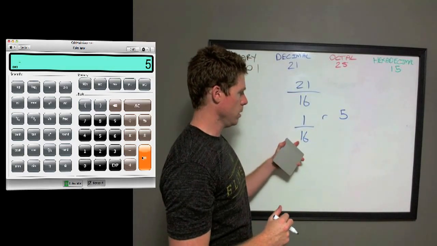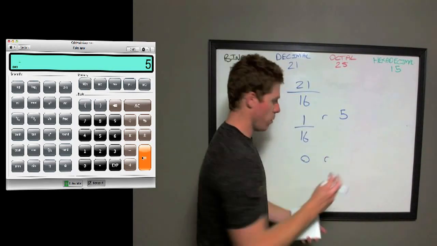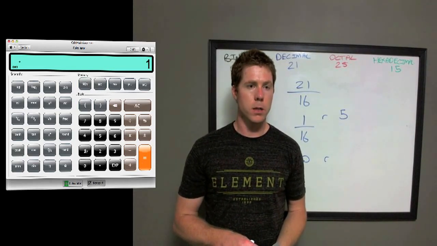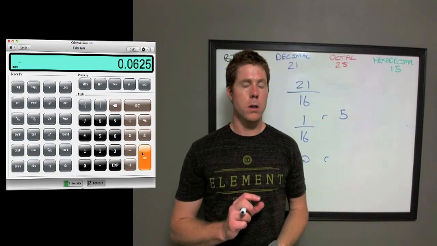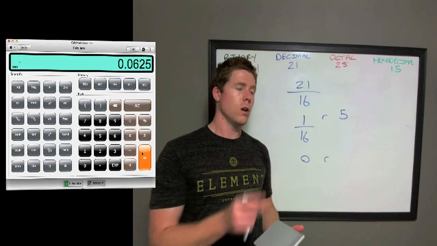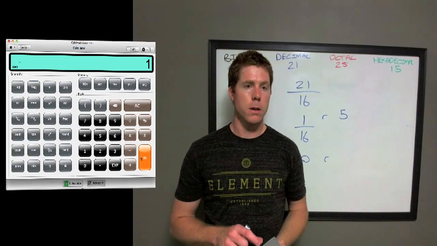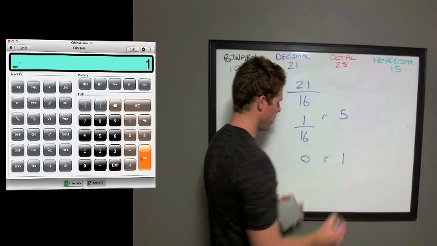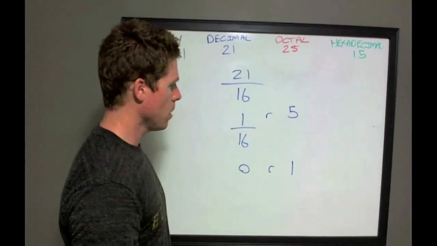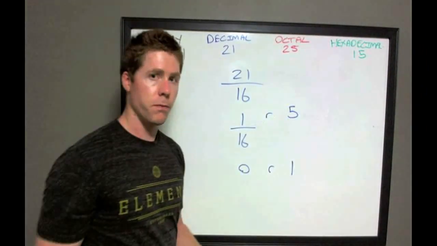1 divided by 16, well 16 goes into it no times at all. And then we're going to get a remainder of, so let's have a look, 1 divided by 16. So none, remainder 0.0625 of 16. So how much is that? That's 1. So we get a remainder of 1. No point in going any further, because we're just going to keep ending up with zeros, which doesn't change the number. As for the last two, we read from bottom to top, and the answer is 15 hexadecimal.